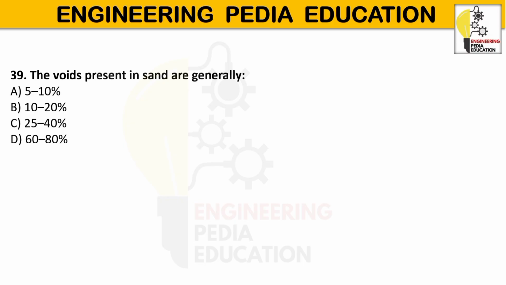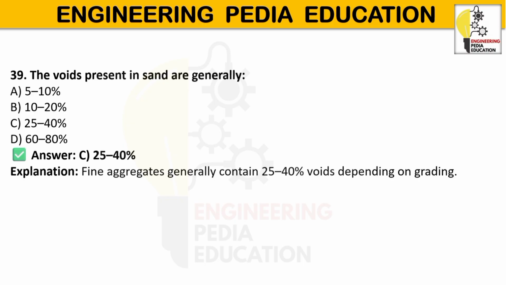Voids present in sand are generally 5 to 10, 10 to 20, 25 to 40, 60 to 80. The correct answer is 25 to 40. Fine aggregate generally contains 25 to 40 percent voids depending on grading. For well graded sand, the void content is usually around 30 to 35%. Voids in sand generally range from 25 to 40 of total volume depending on particle size, shape and grading. Well graded is 30 to 35. In general, fine aggregate 25 to 40.